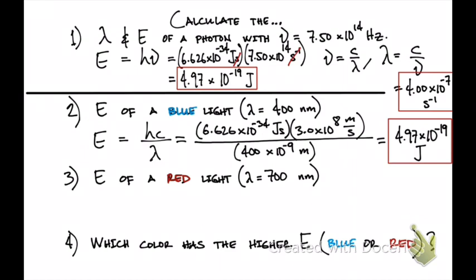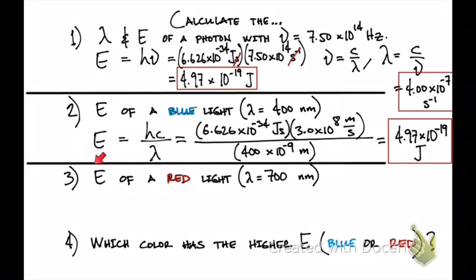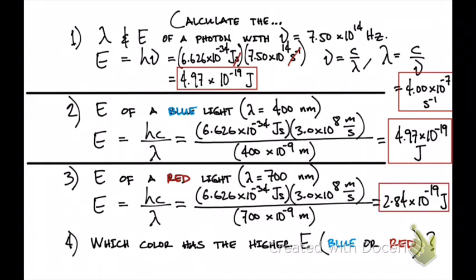Third question here, calculate the energy of a red light. And again, we're given the wavelength of light, 700 nanometers. So we can use the same exact formula here, or equation. So E equals hc over lambda, and plug in the value of Planck's constant and the speed of light, multiply them together, and then divide it by 700 times 10 to the negative 9th meters. And that gives us 2.84 times 10 to the negative 19 joule.